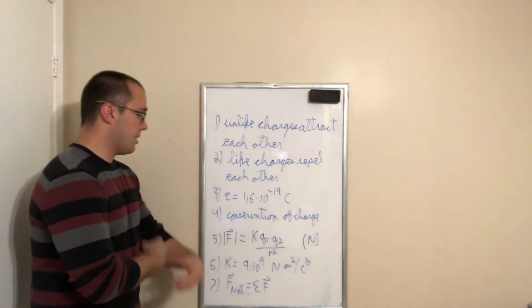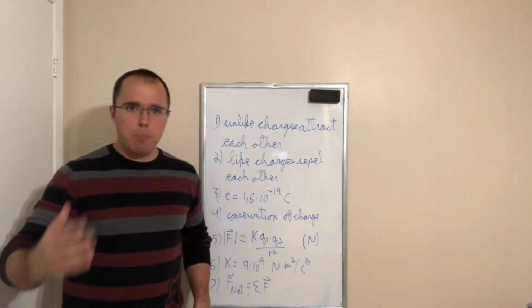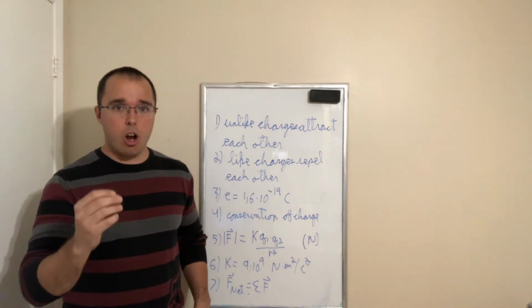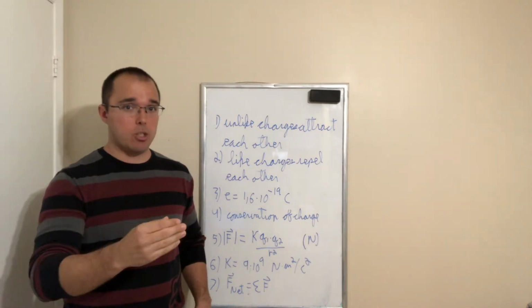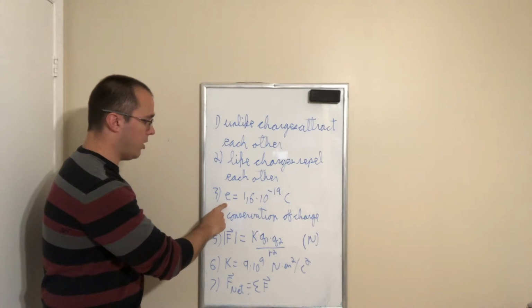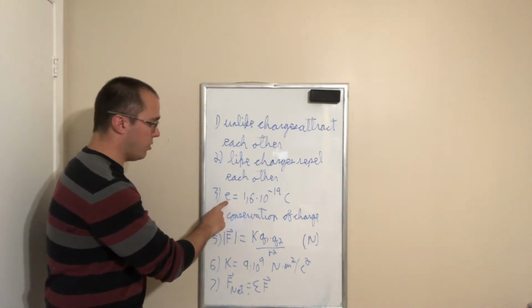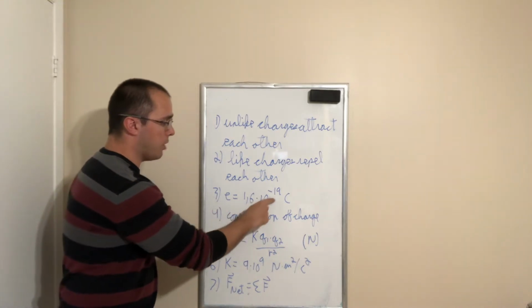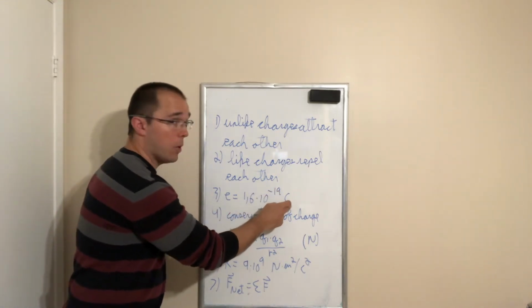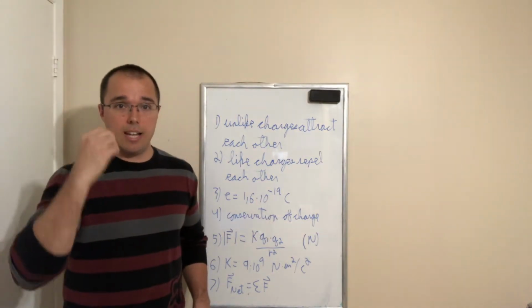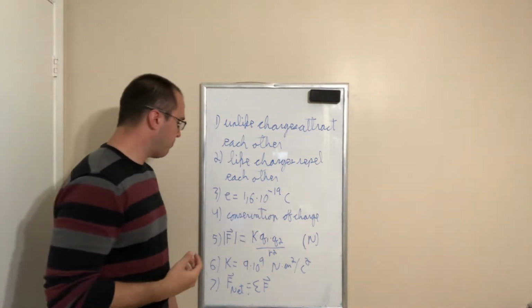The third point is, over the course of many experiments, we were able to precisely determine the charge of a proton or an electron. And we use a lowercase e to denote that charge. And the absolute value of lowercase e is 1.6 multiplied by 10 to the power minus 19 coulomb. Coulomb, denoted with the uppercase C, is the standard unit for the charge.